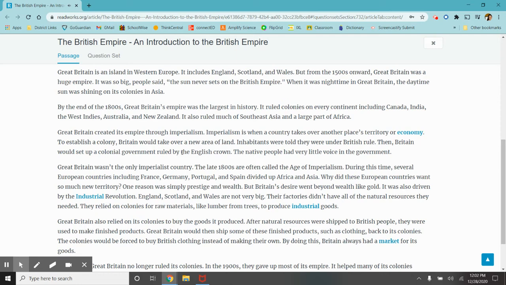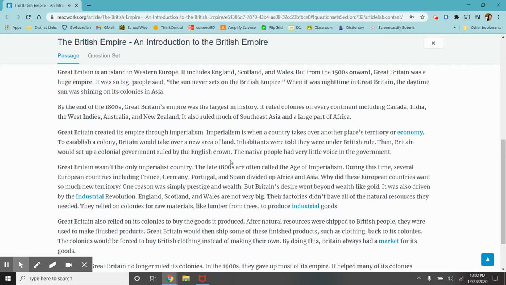After natural resources were shipped to British people, they were used to make finished products. Great Britain would then ship some of these finished products, such as clothing, back to its colonies. The colonies would be forced to buy British clothing instead of making their own. By doing this, Britain always had a market for its goods.